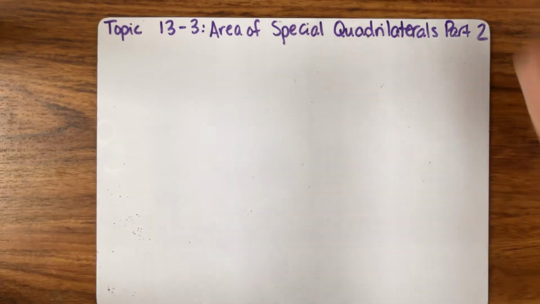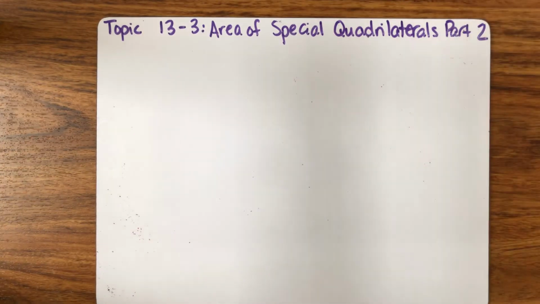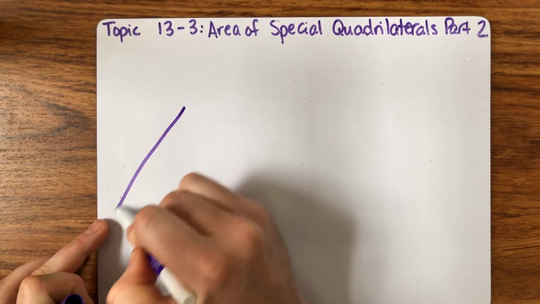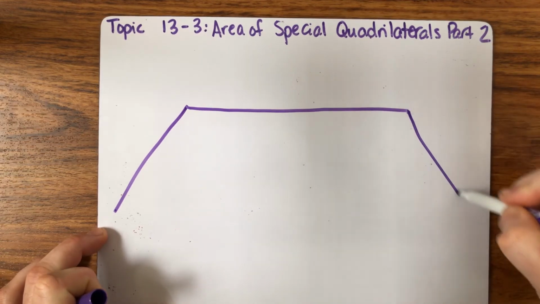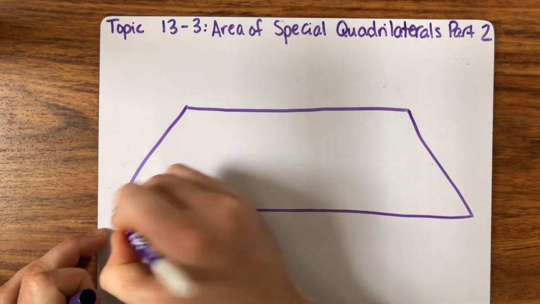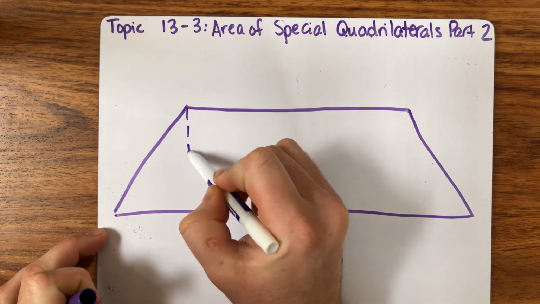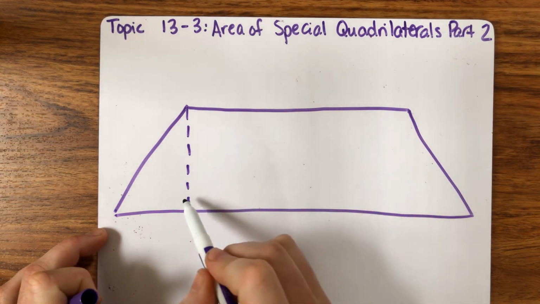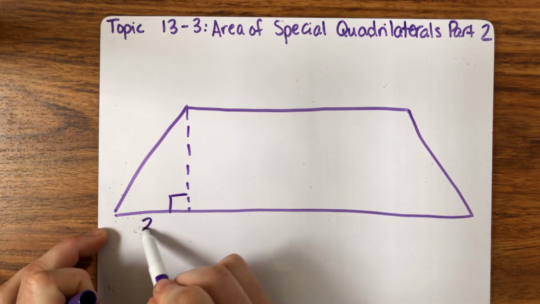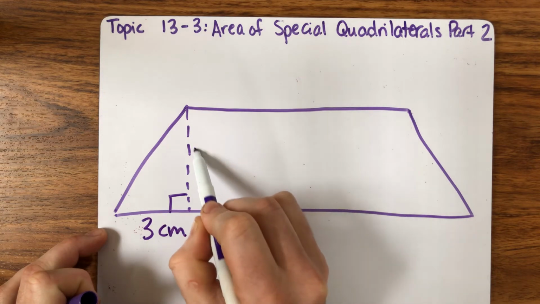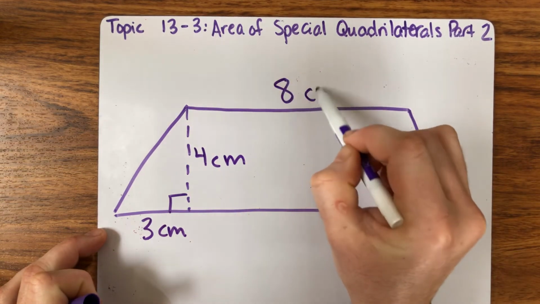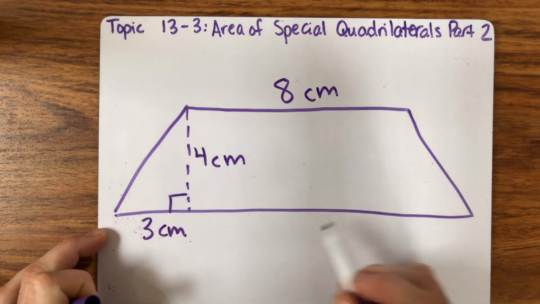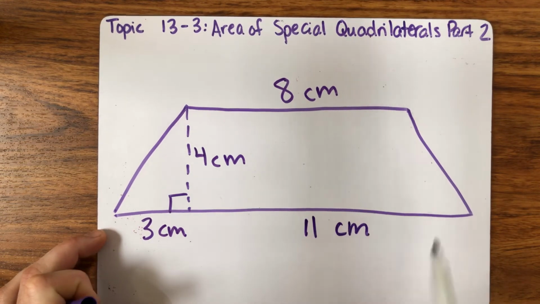All right, so the problem that I want you to do is another very similar problem. We have a trapezoid, and we're given this triangle, 3 centimeters, height is 4 centimeters, this top base is 8 centimeters, and this bottom is 11 centimeters.